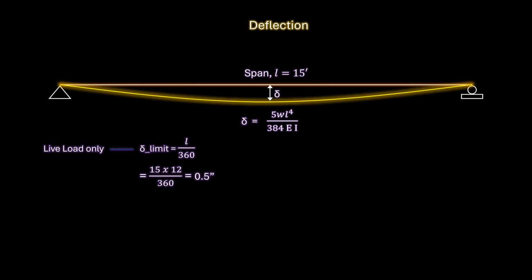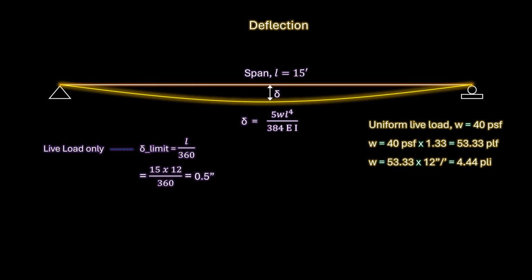We will express all factors using pounds and inches for consistency. Since the uniform live load is 40 pounds per square foot and the tributary width of each joist is 16 inches or 1.33 feet, the linear uniformly distributed load is 40 times 1.33 feet. Therefore, the linear uniformly distributed load is 53.33 pounds per linear foot. This may be converted to pounds per linear inch by dividing by 12 inches since there are 12 inches in 1 foot. Therefore, the loading is 4.44 pounds per linear inch.